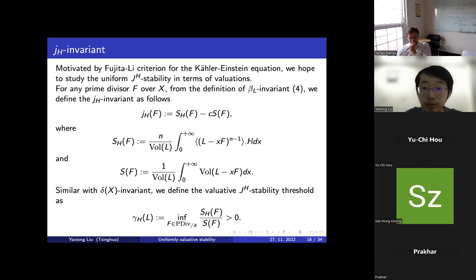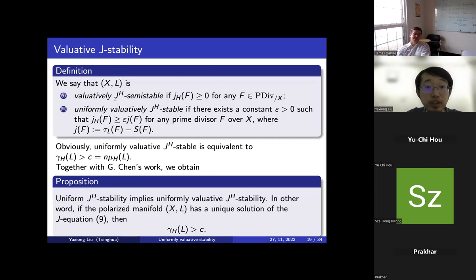By the Boucksom-Favre-Jonsson theorem, we know this is a derivative of the volume. So similar to the delta invariant, we define the valuative J^H stability threshold, the infimum of the S^H invariant over the S invariant, which is positive. We say (X, L) is valuatively J^H semistable if the invariant γ^H is non-negative, and uniformly valuatively J^H stable if there exists some uniform constant ε such that the j^H invariant is greater than or equal to ε times the J invariant. The J invariant is defined as τ(L) minus S, where τ(L) is the pseudo-effective threshold.